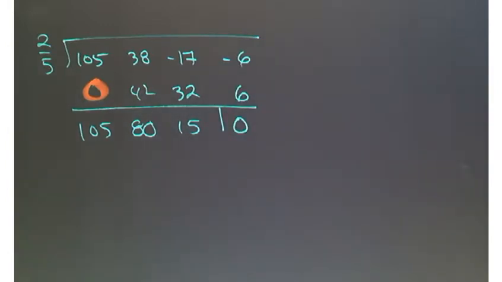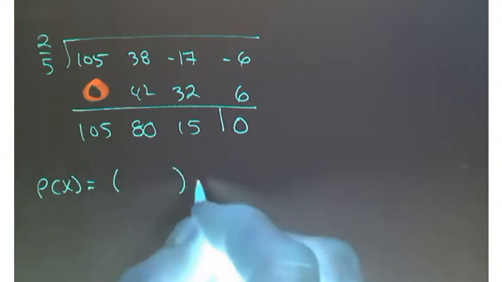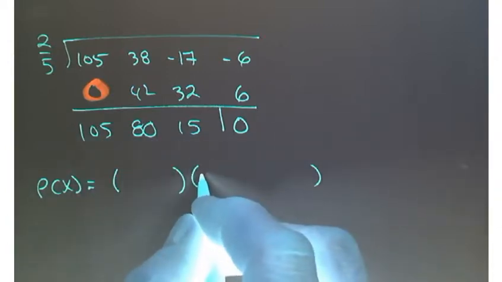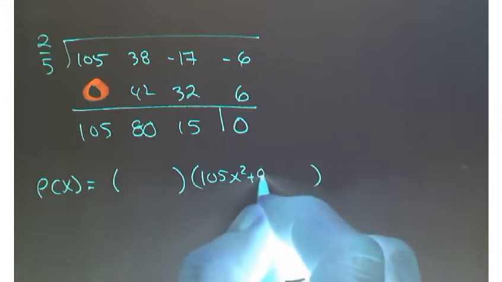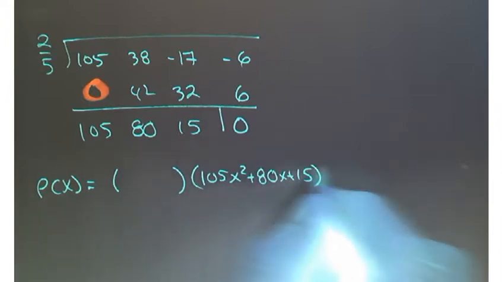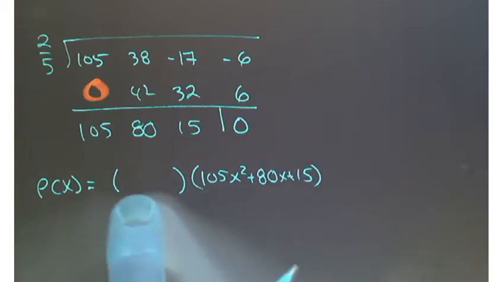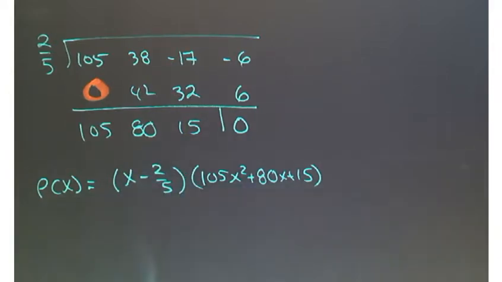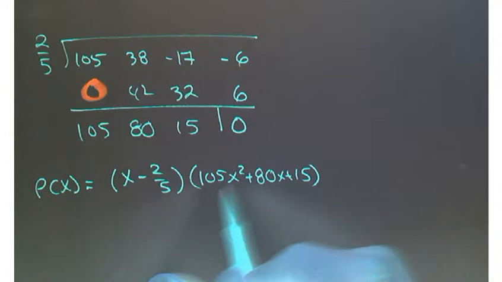Yay. Looking good. What that's telling me about my polynomial is that P of X can be written as some binomial times what? What's this polynomial here? 105x squared plus 80x plus 15. But what's this term out in front? X minus 2/5. Good.